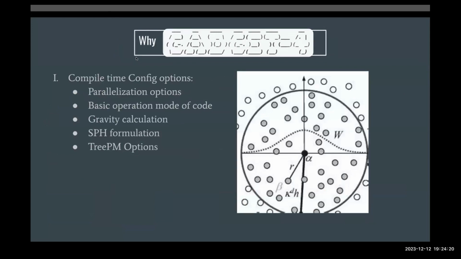Why Gadget 4? Gadget 4 has an abundance of config options that allow us to simulate our desired situations. For example, parallelization options allow us to optimize the running of the code. In one of the options, for example, you can pin MPI processes to cores in an optimum fashion. In the basic operation of code section, you can specify what dimensions to use, set periodic boundary boxes, and more. The gravitational options allow you to turn on self-gravity and other gravitation calculation techniques.